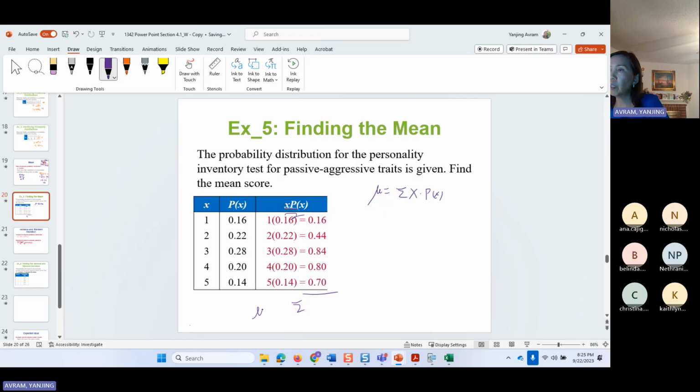All right, so mu is the sum of x times P of x. Okay, so you add all these together, and that is the mean in here. Okay. All right, so you can go ahead and add this together. If you add all of this together, this is about 2.94. Okay, 2.94 in here.